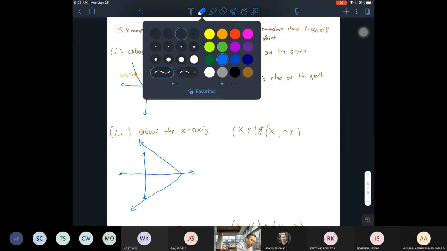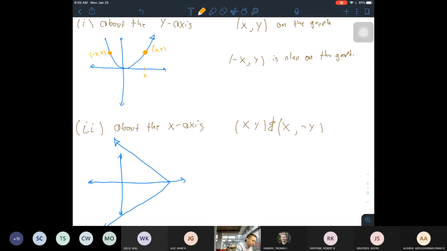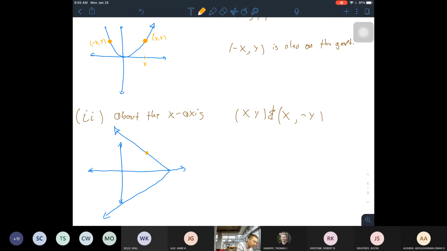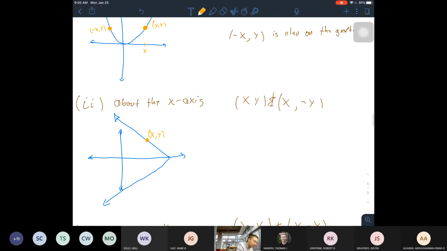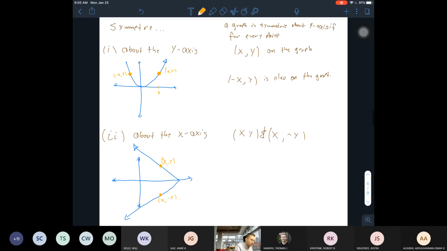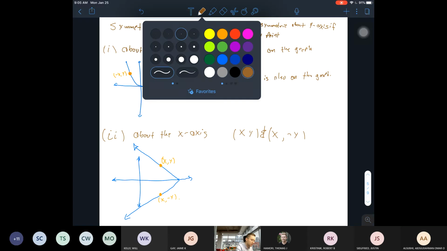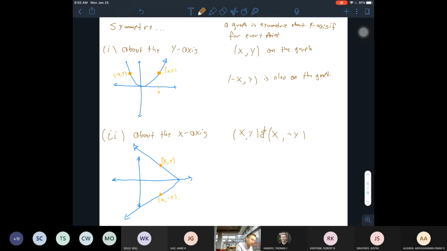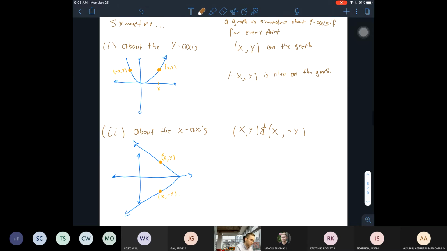Okay, and in this case, for every point x comma y which is on the graph, we require the point x comma negative y to also satisfy the equation. Okay, so same deal as before, except we're going to use x comma y and x comma negative y for that one.